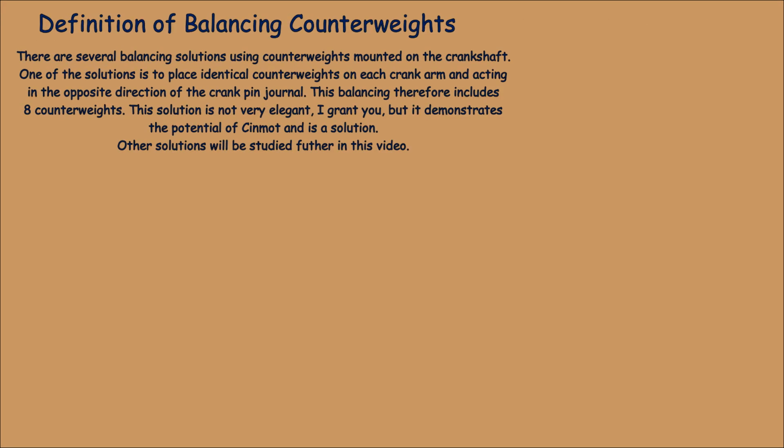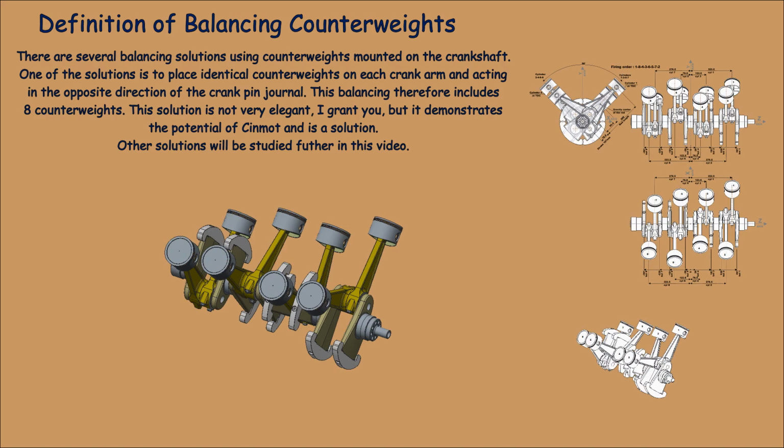There are several balancing solutions using counterweights mounted on the crankshaft. One of the solutions is to place identical counterweights on each crank arm and acting in the opposite direction of the crank pin journal. This balancing therefore includes 8 counterweights. This solution is not very elegant, I grant you, but it demonstrates the potential of Cinmot and is a solution. Other solutions will be studied further in this video. Let me show you the crankshaft.